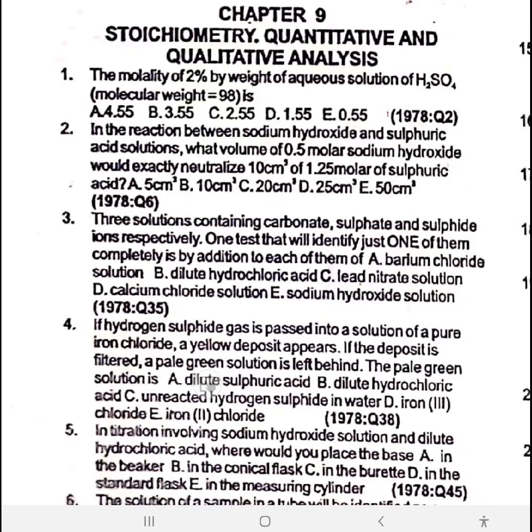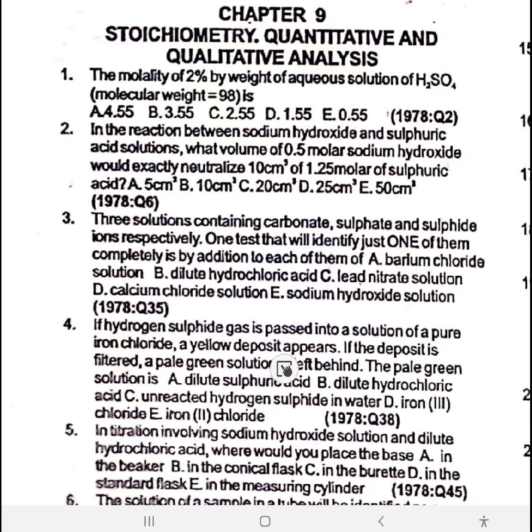So what really happens here is that if hydrogen sulfide gas is passed into a solution of pure iron chloride, they don't tell us the type of iron chloride. They say a yellow deposit appears. Don't forget, we say yellow deposit. Yellow deposit is iron 3 chloride. If the deposit is filtered, a pale green solution is left behind, iron 2 chloride. The pale green solution is iron 2 chloride. Number 4 is option E, iron 2 chloride.